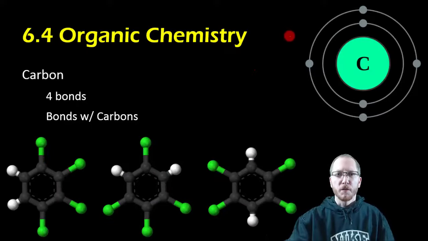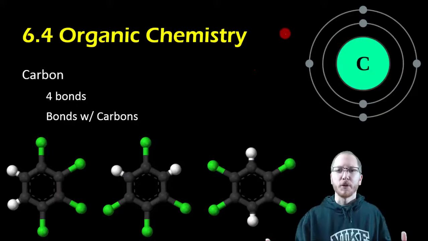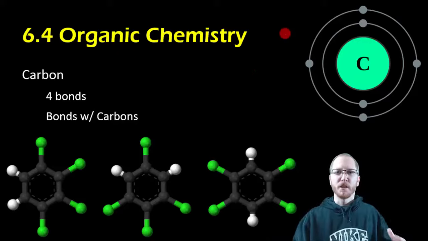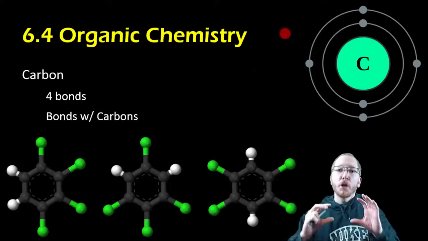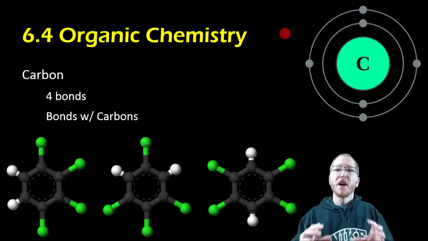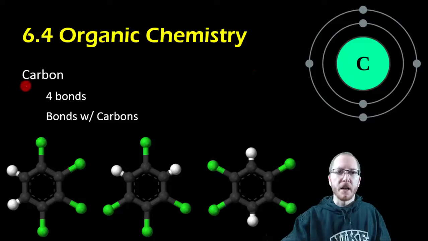Welcome to section 6.4 where we discuss organic chemistry, or really we're going to call this the chemistry of life. So this is going to deal with the chemicals that living organisms tend to be composed of. And when you talk about organic chemistry, it really revolves around one key element. And that element is going to be our good friend carbon here.